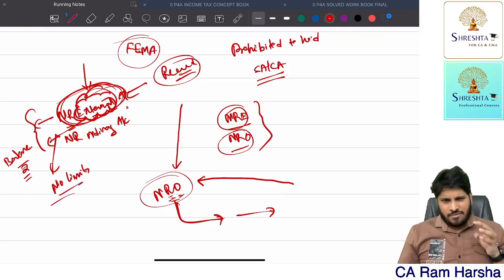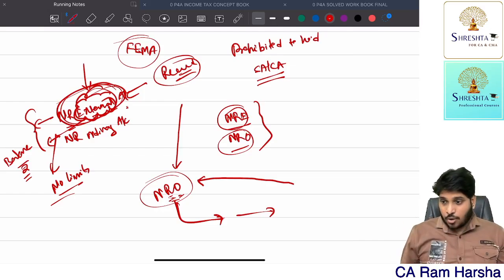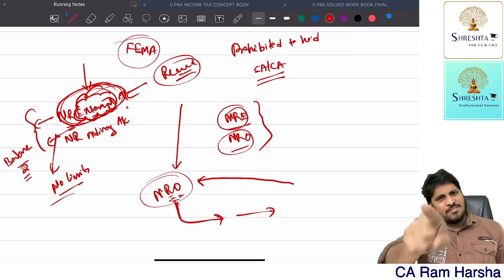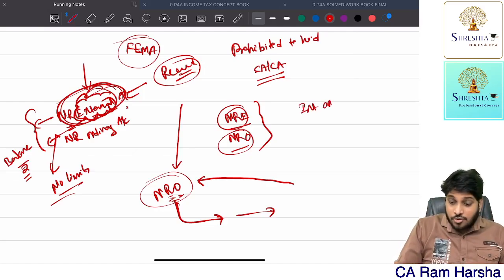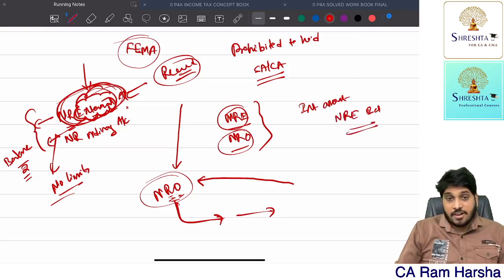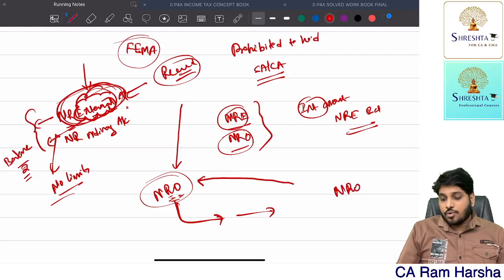Now tell me, whether it is NRE or NRO, both are bank accounts, no? When I maintain a balance in a bank account, the bank will give interest, yes or no? Now, if I get any interest on the outstanding balance in my NRE account, it is exempt. Whereas in an NRO account, if I get any interest from the bank, it is taxable.